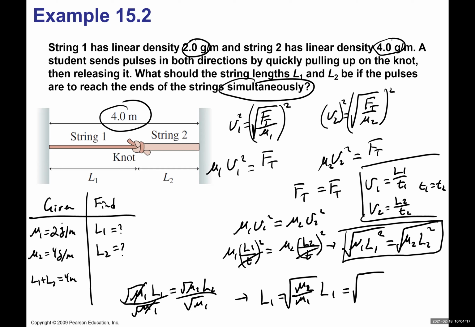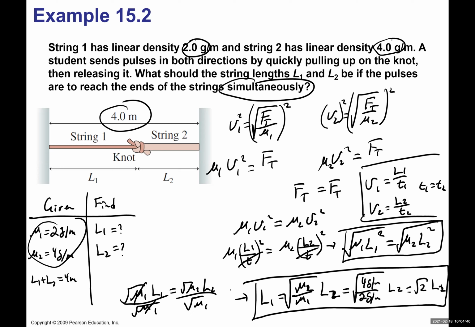Remember, I left everything in grams. That's because here I can just say this is the square root of 4 grams per meter over 2 grams per meter, times L2, which is the square root of 2 times L2. That means L1 equals the square root of 2 times L2. That means it is longer than L2, but exactly by that much.